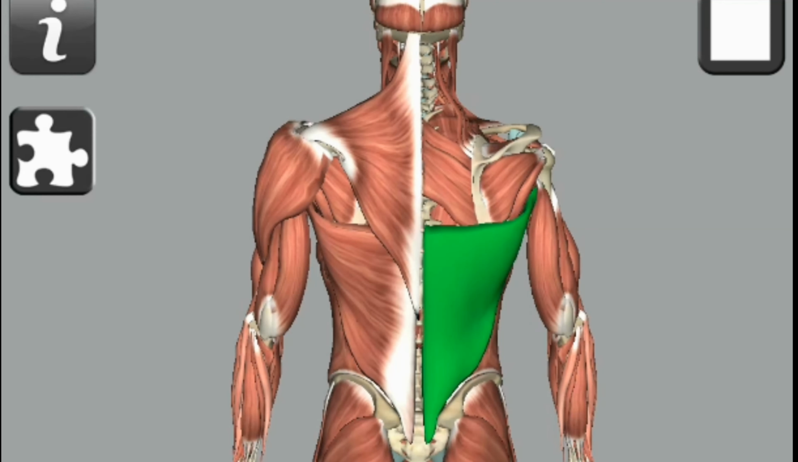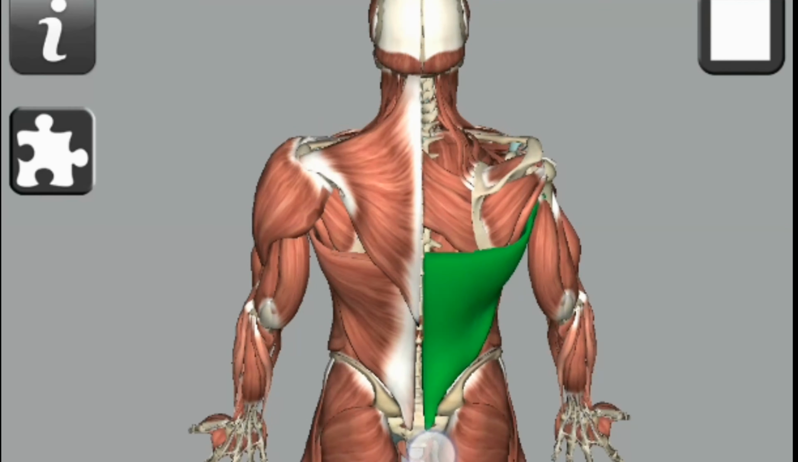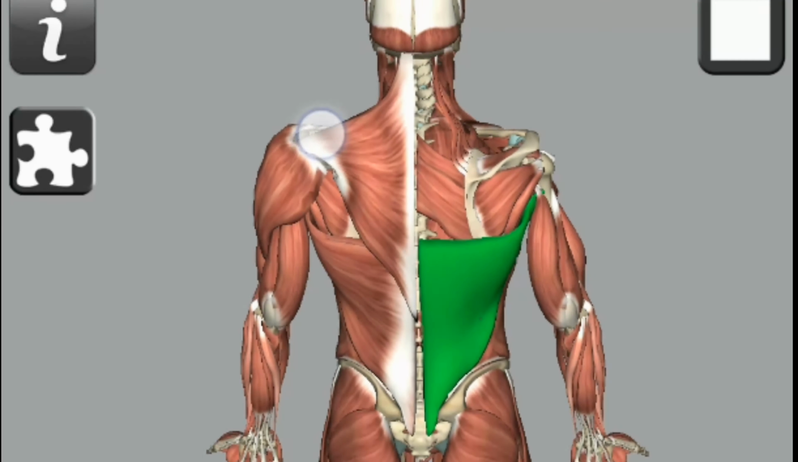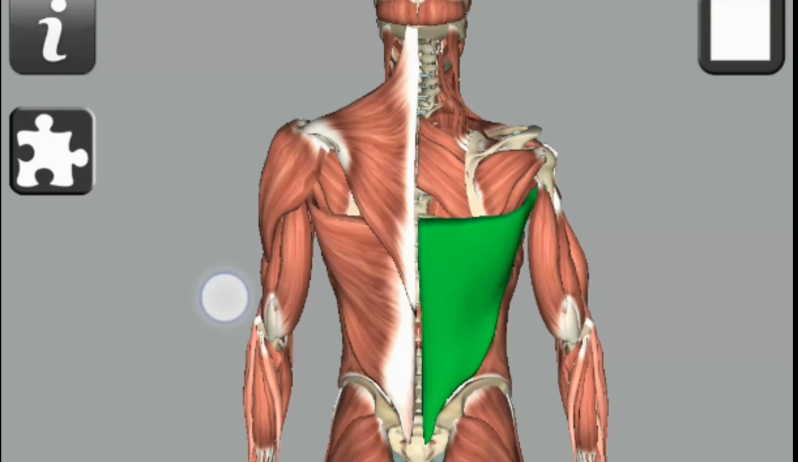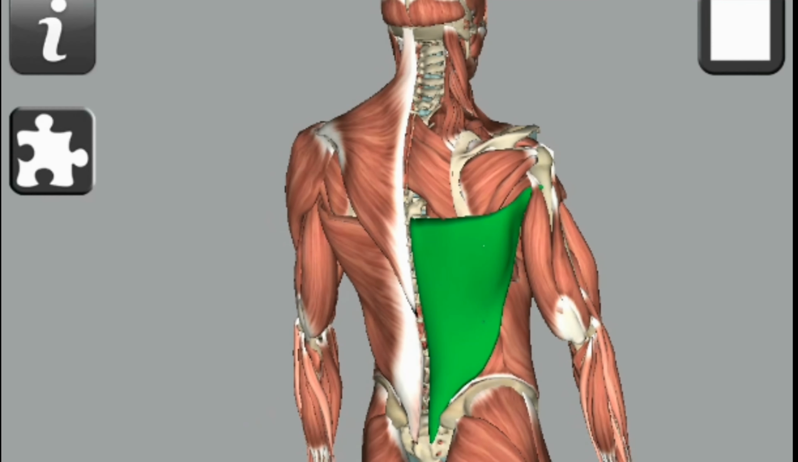Now we will discuss the origin of the latissimus dorsi muscle. The latissimus dorsi muscle originates from the posterior one-third of the outer lip of the iliac crest and the spines of the thoracic vertebra from T7 to T12 and the inferior angle of the scapula.